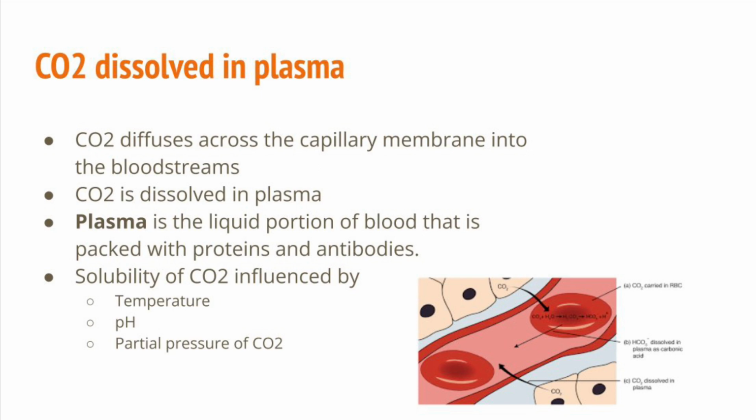The solubility of CO2 in plasma is influenced by several factors, such as temperature, pH, and partial pressure of CO2. Higher temperatures and lower pH levels increase the solubility of CO2 in plasma. Additionally, the partial pressure of CO2 in the blood, which is determined by the rate of CO2 production and elimination, also affects the amount of CO2 that can dissolve in plasma.